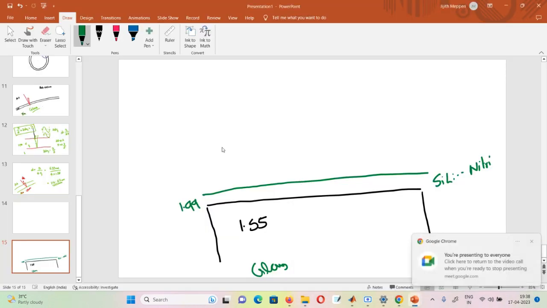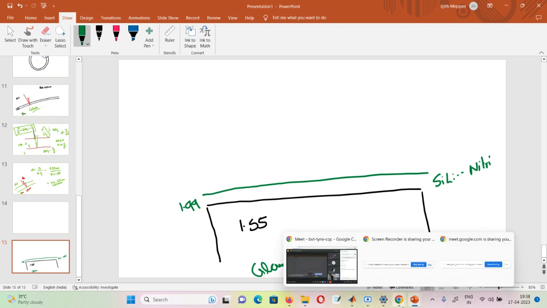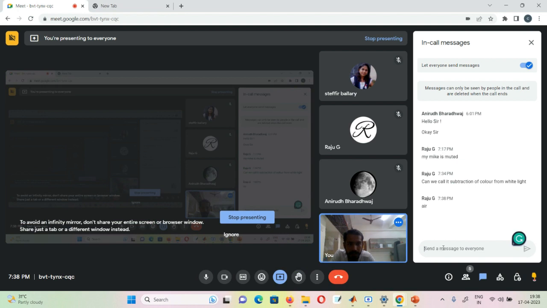What is the top layer? Top medium. There's a glass substrate. Above it, there's a silicon nitride coating, and above that, what is the medium? And what is the refractive index of that particular medium? Yes, the medium is actually air.